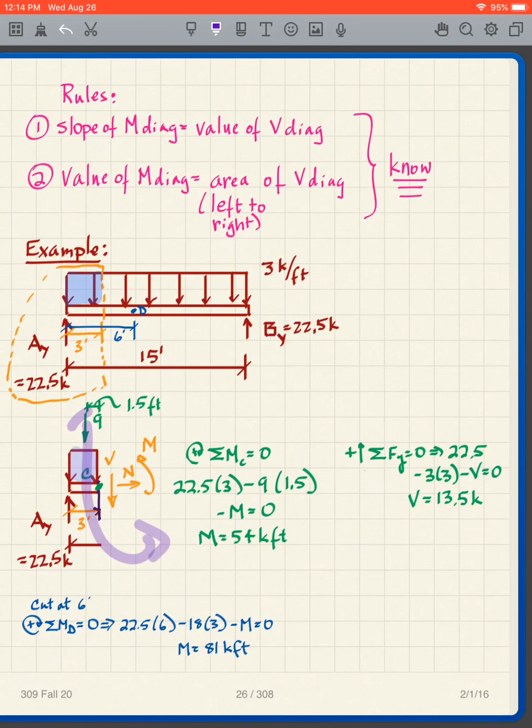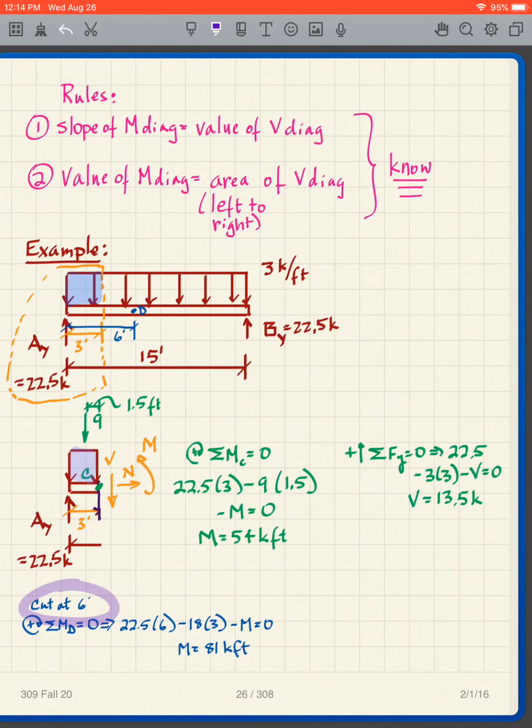That's counterclockwise, so it's going to be minus 9 times 1.5. It's in the center because it's a rectangle. And then this is counterclockwise, so it's minus M equals 0. I solve for M, and I get M is equal to 54 kip feet. So at a cut at 3 feet, my answer is V is equal to 13.5 kips, and M is equal to 54.